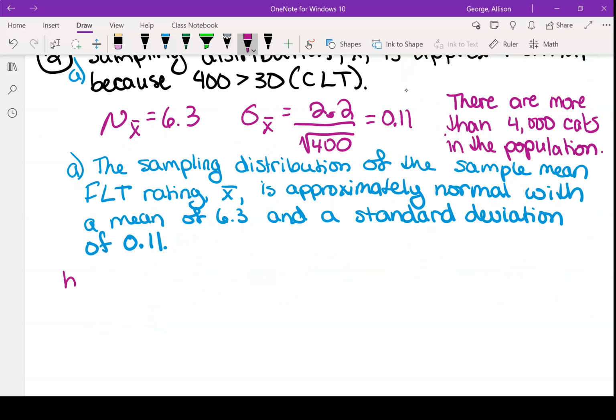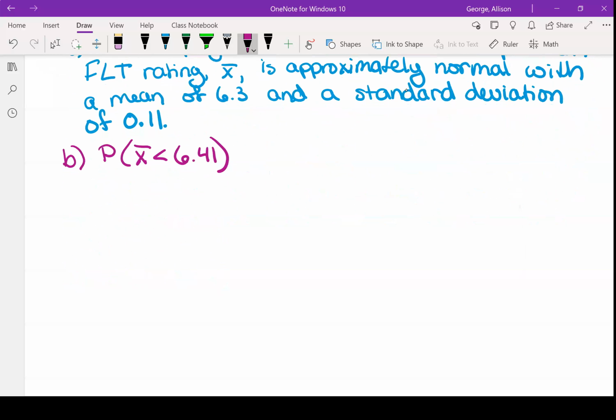Part B asks us to do a probability calculation. It says calculate and interpret. So for my folks that were asking about that, this is how you know. Calculate and interpret the value of the probability of X bar being less than 6.41. That's what we're going to find. So we have our mean and our standard deviation. Now it's just jump straight into drawing the picture.